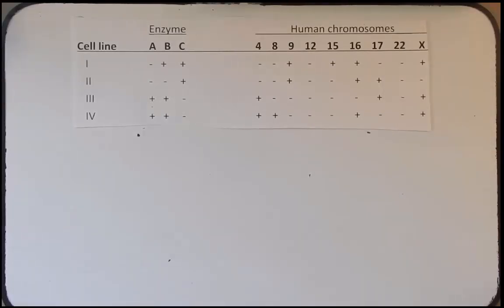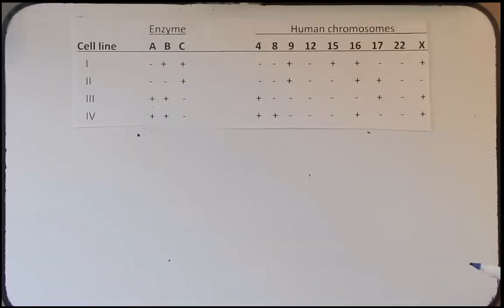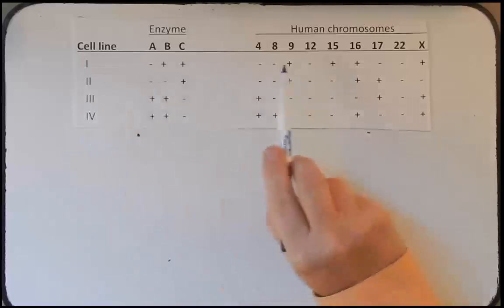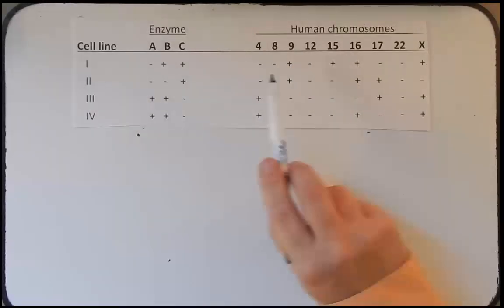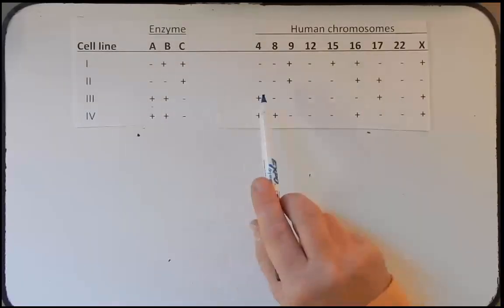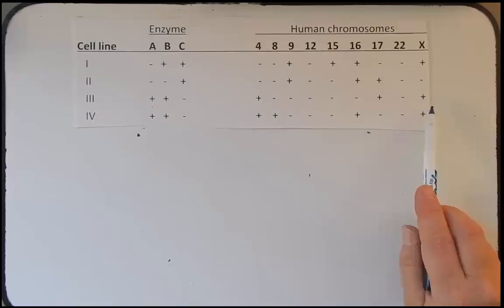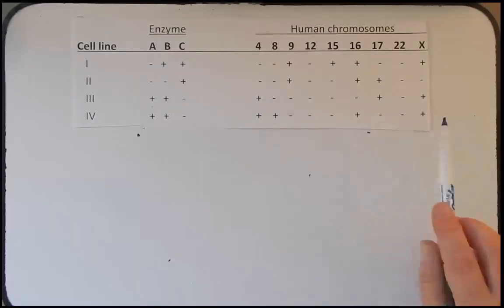from class. So remember, the data we're looking at here comes from cell lines that express some human chromosomes. For instance, cell line 1 contains chromosomes 9, 15, and 16, and the X chromosome. Cell line 2 contains chromosomes 9, 16, 17. Cell line 3 contains chromosomes 4, 17, and X. Cell line 4 contains chromosomes 4, 8, 16, and X.